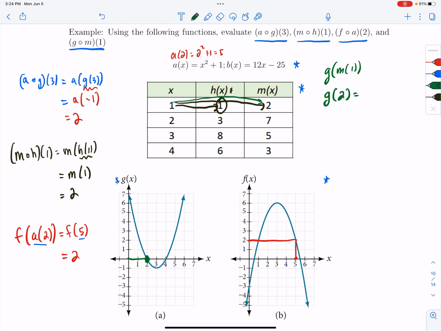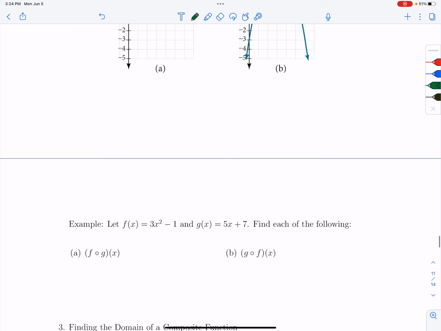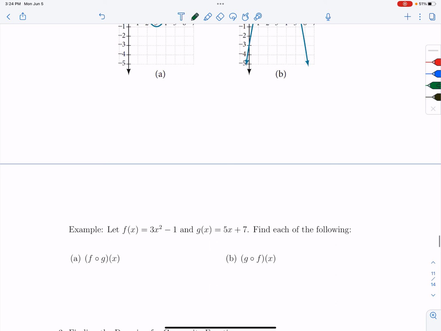Okay, the next example says, we have these 2 functions, find each of the following. So we're going to do these compositions. First, f of g of x. I'm going to take the g function as the input and input that into the f function. What this means is wherever I see x, I'm going to input this statement. So I have 3 times 5x plus 7 squared minus 1.